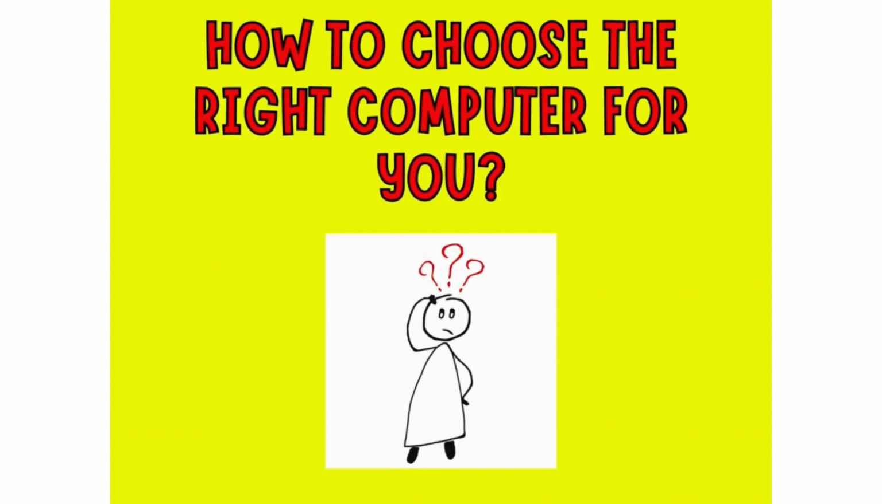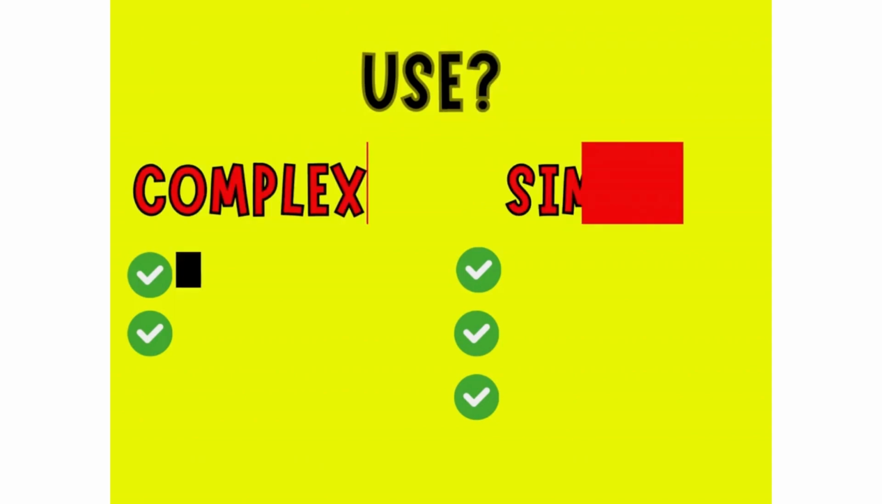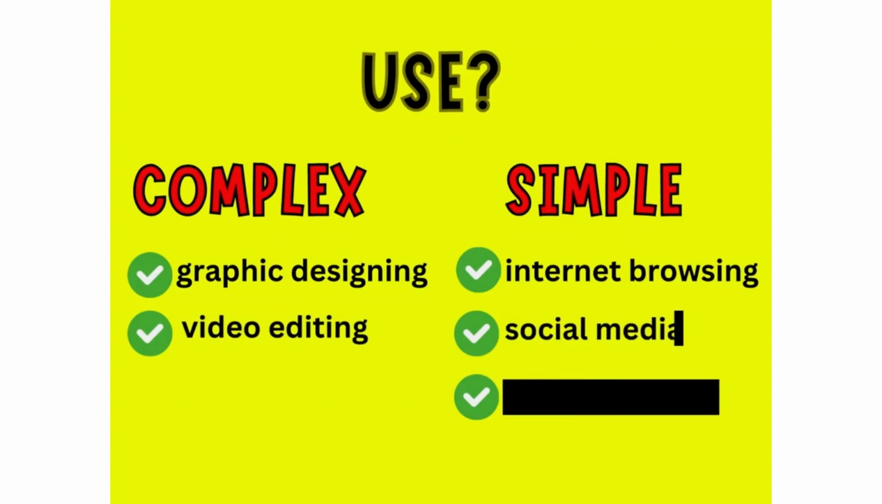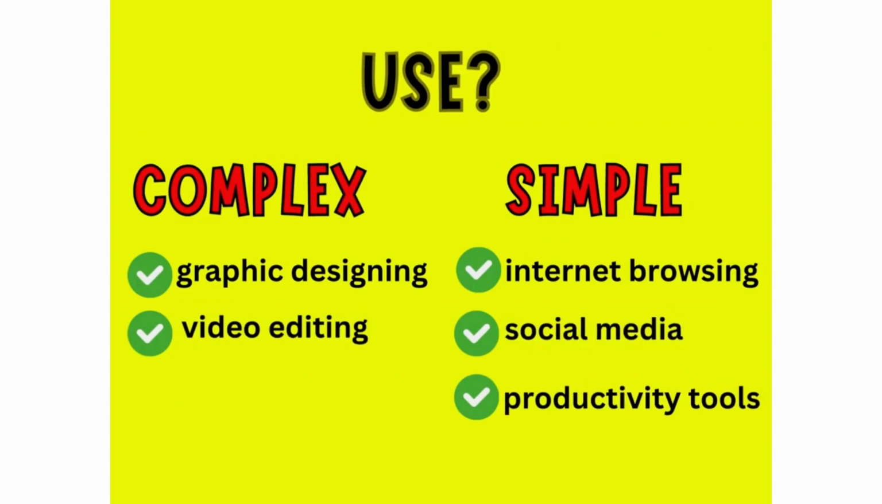How do you choose the right computer for you? First, you have to consider its use. Are you going to do complex tasks such as graphic designing and video editing? Or are you going to use it to do basic stuff like internet browsing, social media, and use some productivity tools like Word, Excel, and PowerPoint? This question will give you an idea of how much power your computer should have.